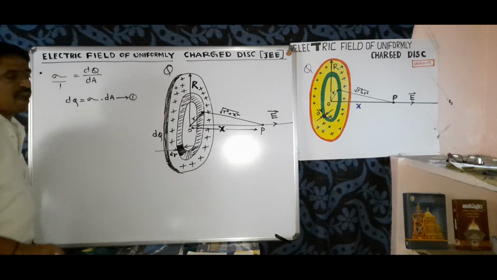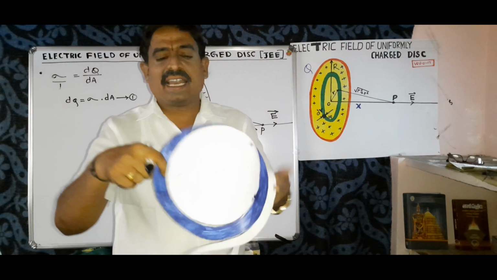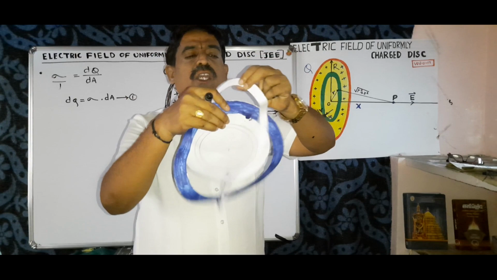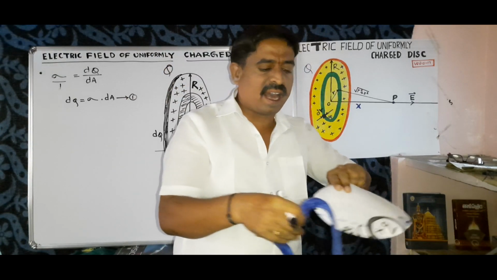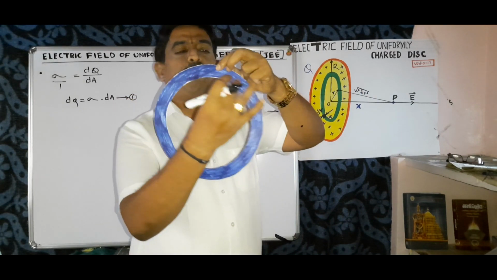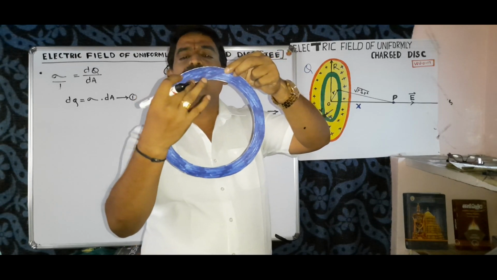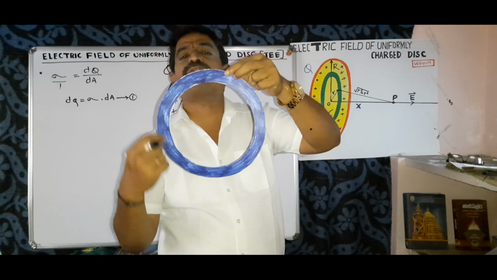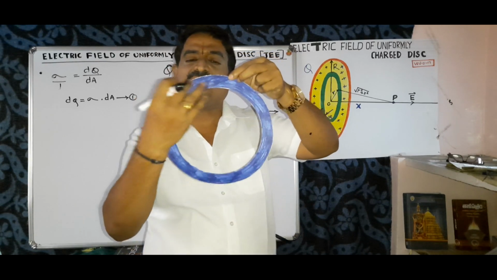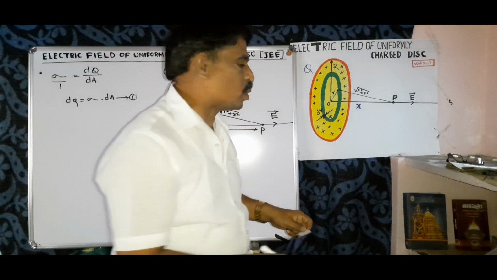Now I am finding the area of this smaller ring. Now you cut this smaller ring. Now this is the perimeter of the ring. The perimeter of the ring is 2 pi r, nothing but the length of the ring. The length of the charged ring is nothing but the perimeter, that is equal to 2 pi r.